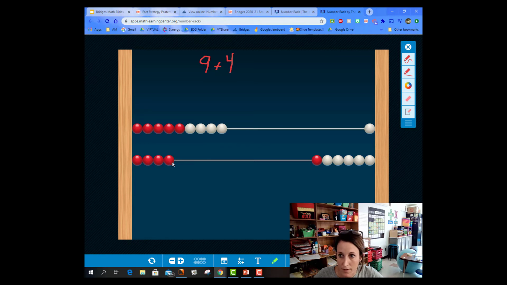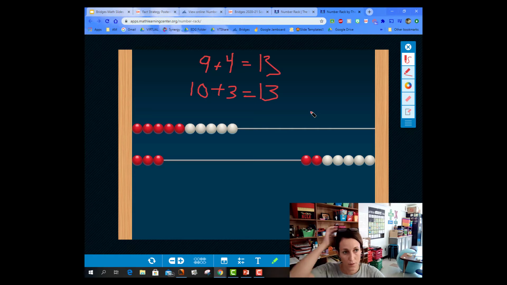Some of us might have gone like this. Some of us might have taken 1 away from our bottom number and gave it to our top number, and that created 10 on the top plus 3 equals 13. So they took 1 away from the bottom number and added it to our top number to make it 10, because 10 is usually pretty, I don't want to say easy, I don't like that word easy, because sometimes things that are easy for me aren't easy for you, or some things that are easy for you are not for me. Adding 10 tends to be a little bit easier than adding with other numbers.